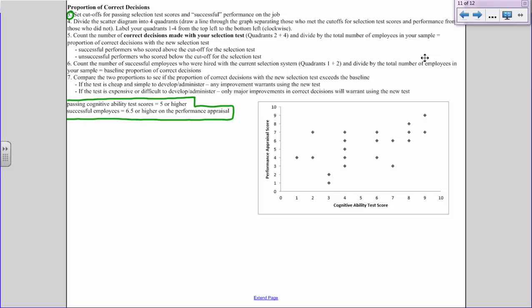Then you divide the scatter diagram into those 4 quadrants based on those cutoff scores. So if we're thinking about cognitive ability tests, right, our cutoff is 5 or higher. So we would go ahead and put a line right there, separating those who got a 5 or higher from those who got lower than a 5. Then for the performance appraisal, right, 6.5 or higher. So that would be right here.